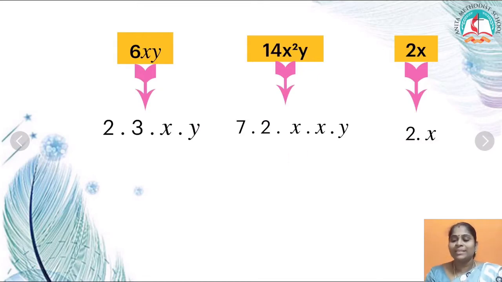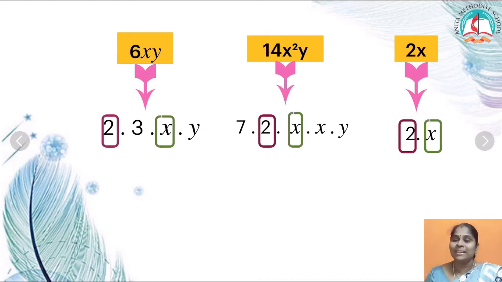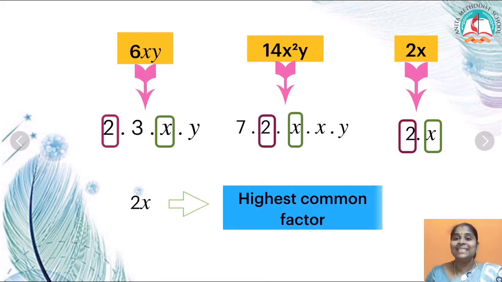How to write the 2x, children? Yes, you have to write 2 into x. Look at these three factors now. What do you observe in these three? Yes, some of the factors are common here. What are the common factors? 2 is common and x is common in these three monomials. So what is the common factor here? Yes, 2x is the highest common factor for these three monomials.